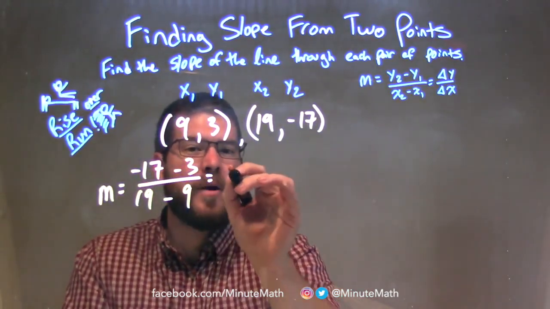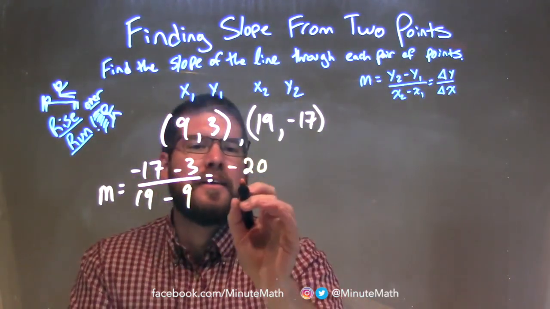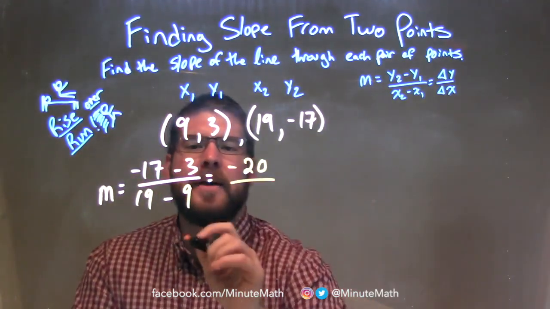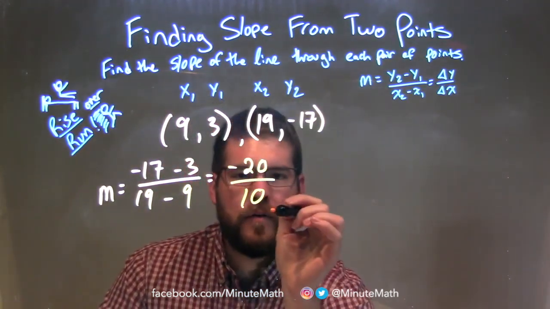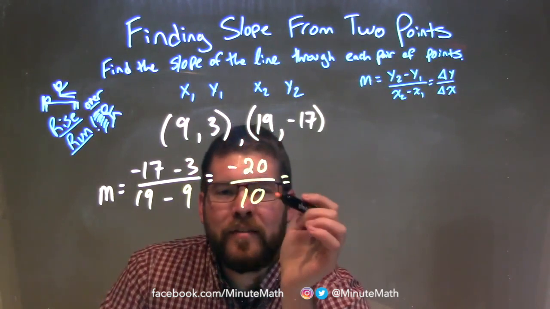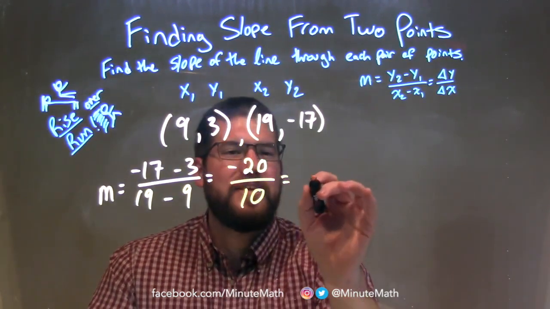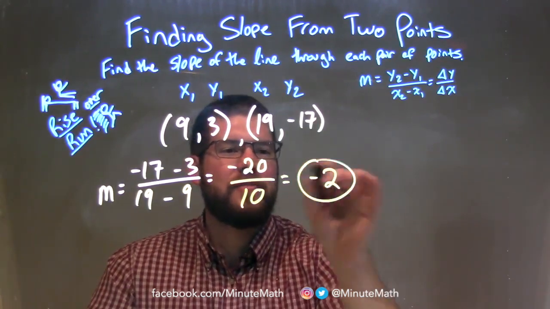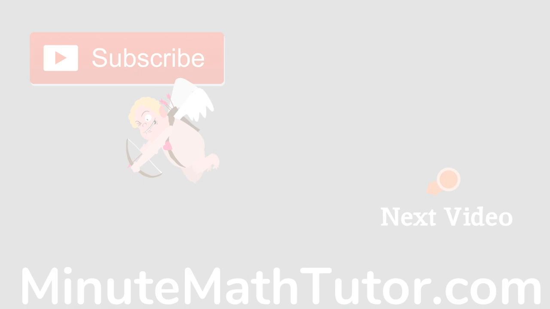That's just a negative 20, right? So negative 17, we start there, we subtract 3 units, gives us negative 20, and 19 minus 9 is just a positive 10. So we have negative 20 divided by a positive 10. Well, 20 divided by 10 is just 2, and negative divided by positive is a negative, so we just have a negative 2 as my final answer, my final slope. My slope between these 2 points.